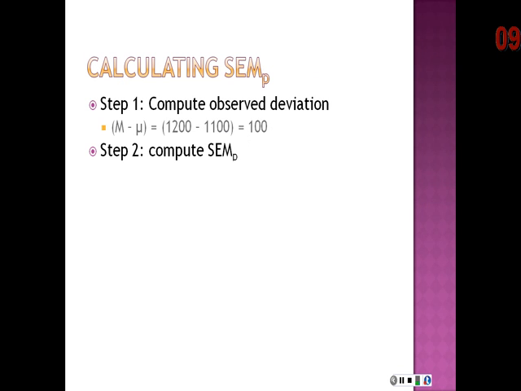Step 2 is we have to compute the SEM, the standard error of the mean. Remember the equation before. We take the standard deviation and divide that by the square root of the sample size. In this case, the standard deviation for the population was 200 divided by the square root of the sample size. The sample size in this case was at the student level, so it's the number of students in the sample, which is 25. And what we get here is 40. That's what this equation adds up to.